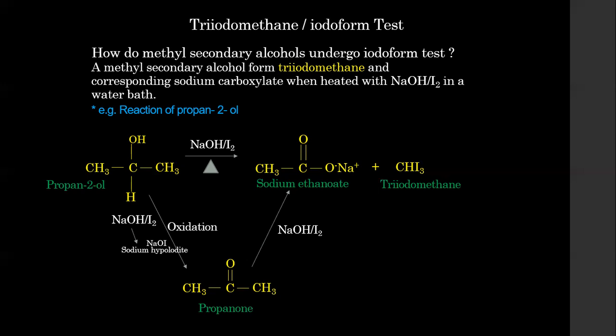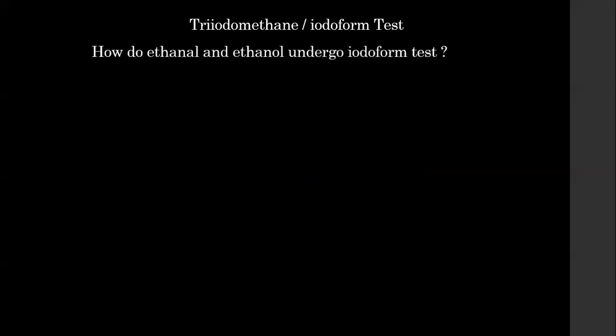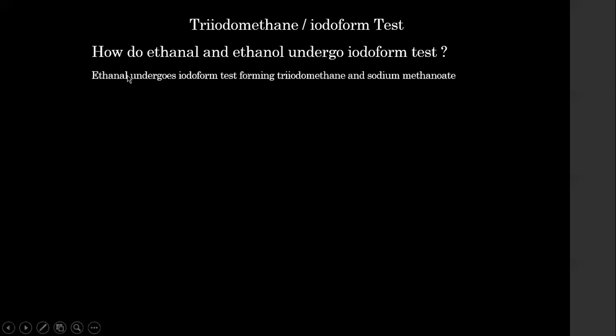Now we are left with two other things: the reaction of ethanal and the reaction of ethanol in the triiodomethane or iodoform test. How do ethanal and ethanol undergo the iodoform test? We can discuss this on a single screen. First, about ethanal. Ethanal undergoes the iodoform test forming triiodomethane and sodium methanoate. How is it possible? Ethanal has two carbon atoms. Sodium methanoate has only one carbon.